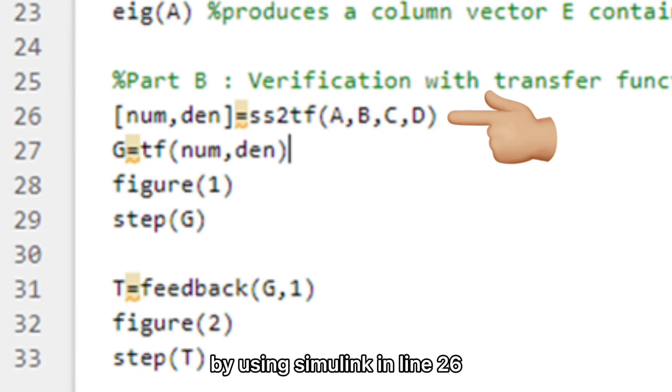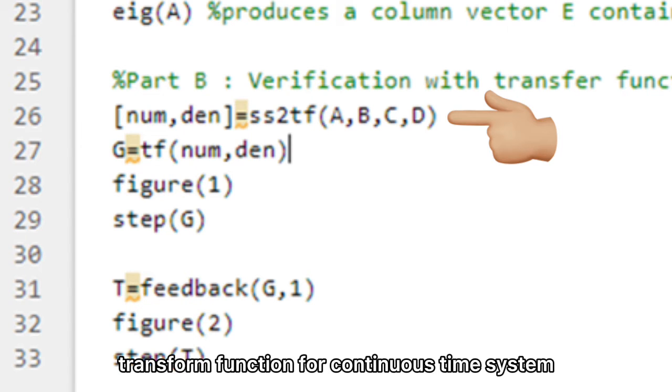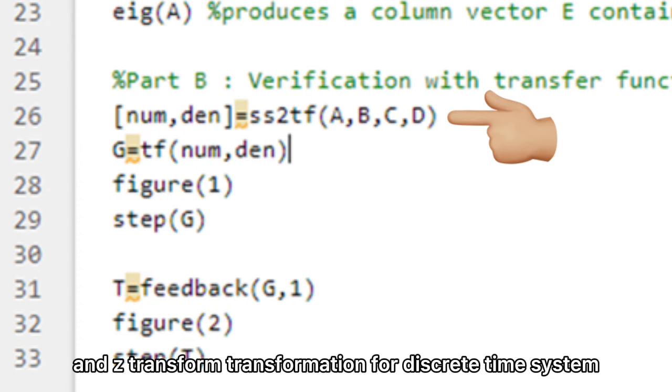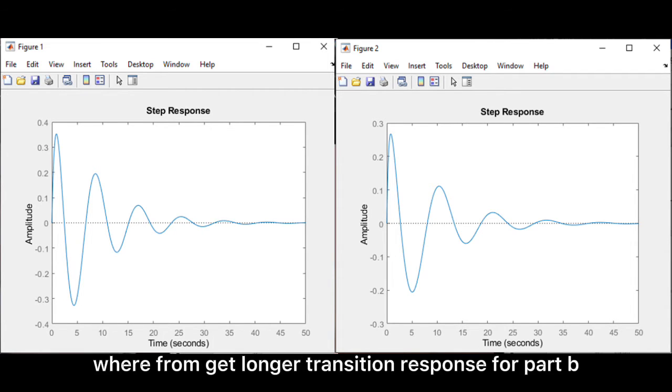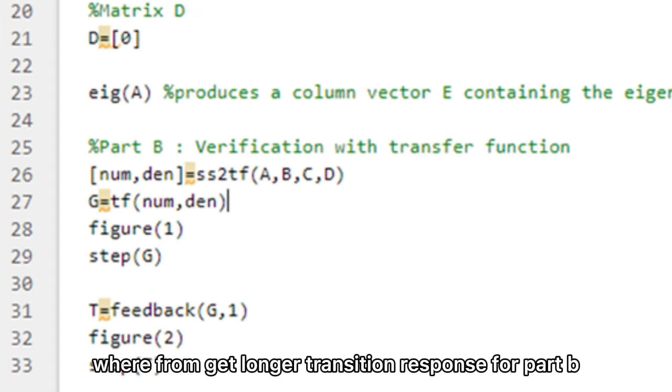In line 26, SS2TF is used to return the Laplace transform function for a continuous time system and the Z transform transfer function for a discrete time system. Figure 1 shows the graph of the continuous time transfer function of G, while figure 2 is the feedback from G, where the waveform gets a longer transient response.